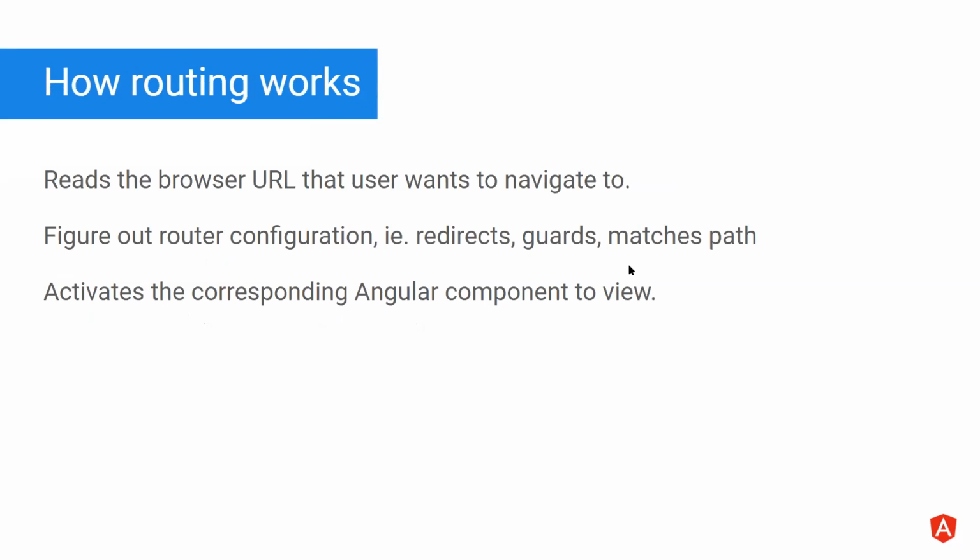How does the Angular router work in the big picture? When you type in the path that you want to navigate to into your browser, Angular will detect this URL and read it and try to match it to your configuration. Whether it's to redirect your user or cut the path or render a component, if it matches a config that is to activate the component, it will activate the component.